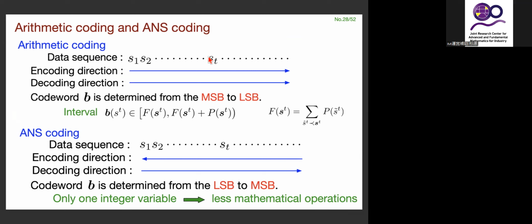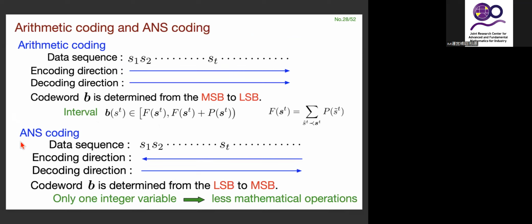However, when we encode the data sequence, the latter part of the code word corresponding to the data sequence cannot be determined. Hence, an interval is used in the encoding.